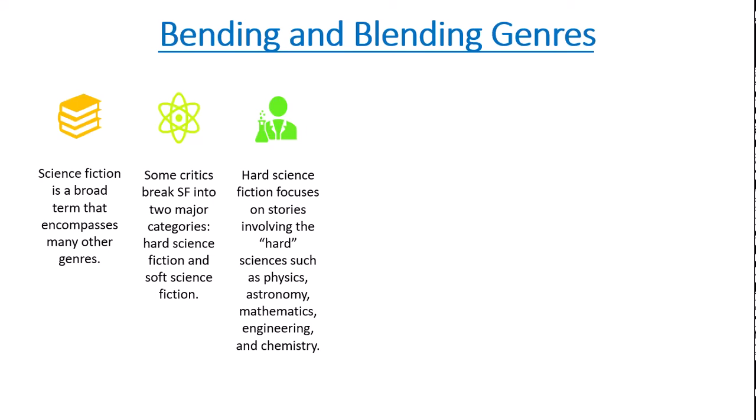But really, hard science fiction focuses on stories involving the hard sciences. So those are things where you can have a theory and then go through trying to prove that theory. So physics, astronomy, mathematics, engineering, and chemistry. I will say, however, that a lot of physics is theoretical. A lot of blending of astronomy and physics, astrophysics, is highly theoretical. So we have these theories that we are trying to prove. But at any rate, because of the scientific method used, those are referred to as the hard sciences.